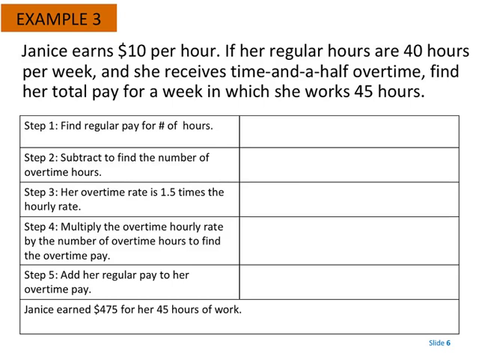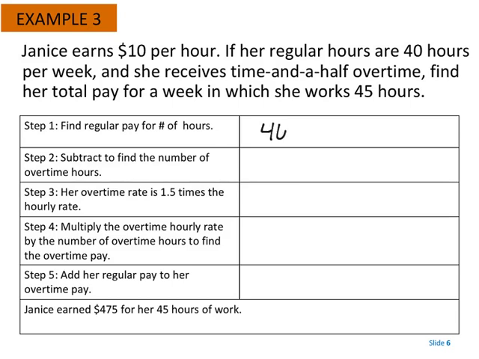Okay, so we're going to now talk about Janice's situation here. Janice earns $10 per hour, and her regular hours are 40 hours per week. She receives time and a half overtime, so she's getting paid 1.5 times for overtime. We're going to try and find her total pay for a week in which she works 45 hours.